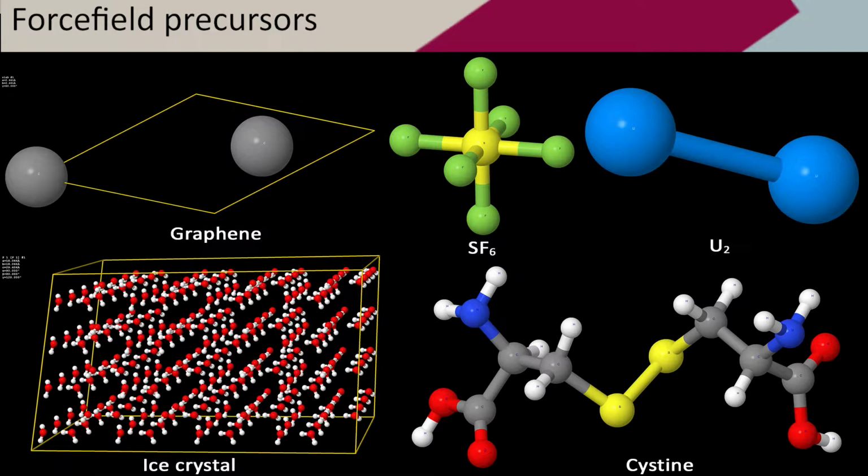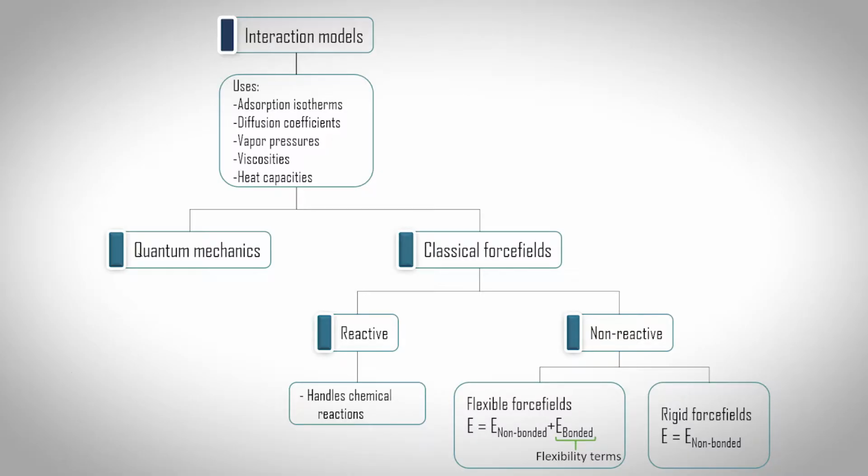In this video, I will explain how to compute non-bonded force field precursors using the MCLF and Chargemol program. Interaction models are used in molecular dynamics and Monte Carlo simulations of thermodynamic ensembles to compute thermodynamic and transport properties, such as adsorption isotherms, diffusion coefficients, vapor pressures, viscosities, heat capacities, etc. These interaction models can be quantum mechanical or classical.